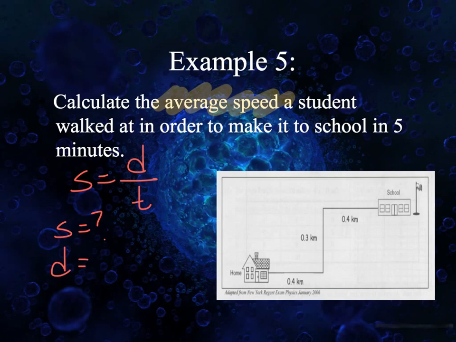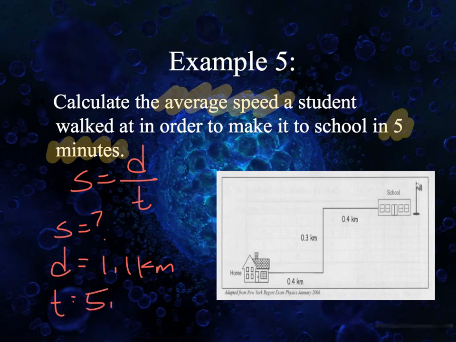We said that our distance was 1.1 kilometers. And the time it took to reach 1.1 kilometers was 5 minutes. Now, normally we would convert minutes to seconds, but for the sake of the notes here, we're going to leave it in minutes. Okay, so we have a distance of 1.1, a time of 5 minutes. We need to solve for speed.